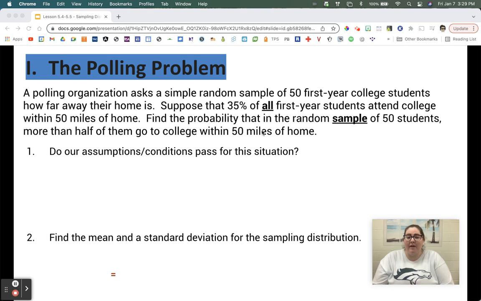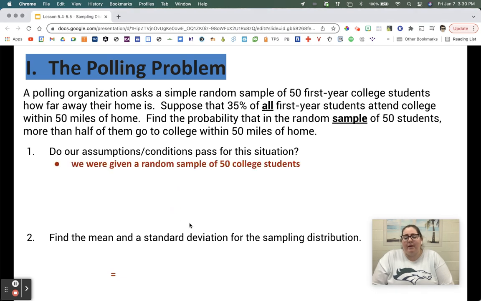The first step to figure that out is to make sure that we can accurately describe the sampling distribution for this situation. That means we have to check those assumptions and conditions. Our first assumption is that we have a random sample. In this case, we were told a simple random sample, so I can just say we were given the simple random sample of 50 college students.